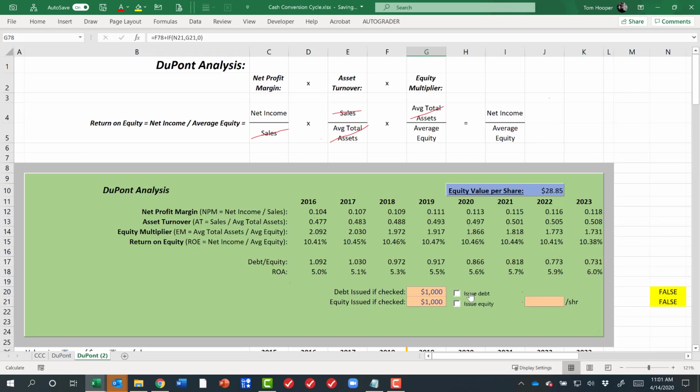So if I issue debt, let's see if it changes any of these metrics up here. It does. It decreased our net profit margin, if for no other reason than we're paying a lot more interest than we were before. And debt to equity went up significantly because we have more debt. Return on assets went down because we also have more cash, and so the denominator of return on assets got larger.